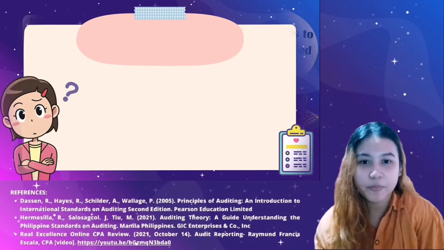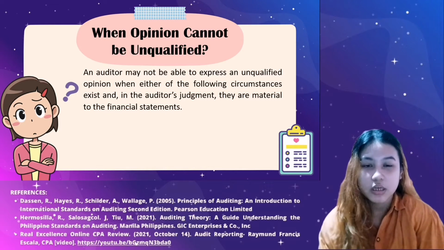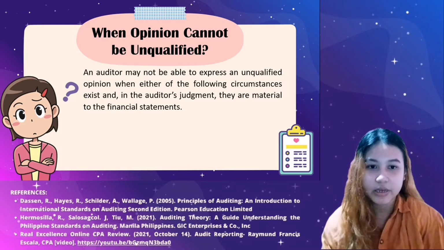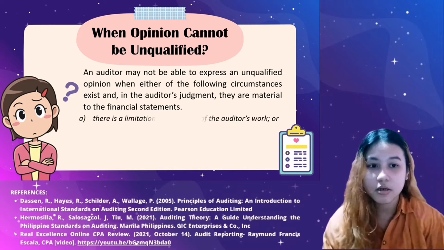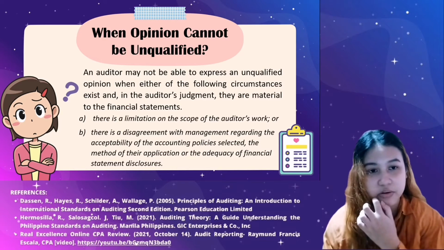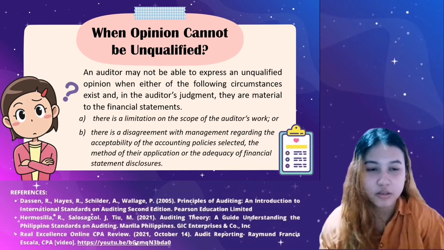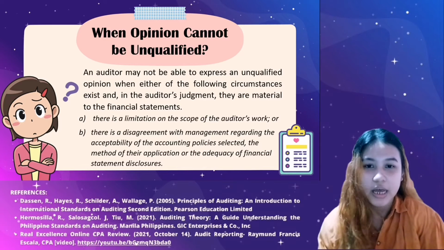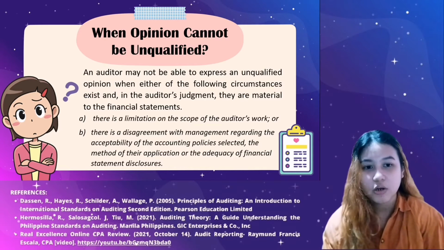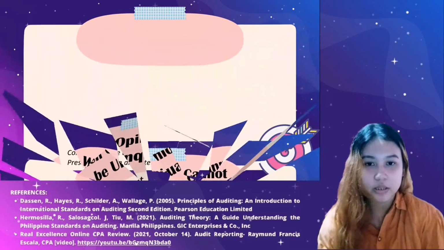So when can we say that an opinion cannot be unqualified? First, there is a limitation of the scope of the auditor, because a scope limitation could lead to an auditor's report containing a qualified opinion or a disclaimer of opinion, or in some countries, even a withdrawal from the engagement. The second one is there is a disagreement with management regarding the acceptability of the accounting policy selected, the method of their application, or the adequacy of financial disclosures. Because of the disagreement with management, it could lead to an auditor's report containing a qualified opinion or an adverse opinion.